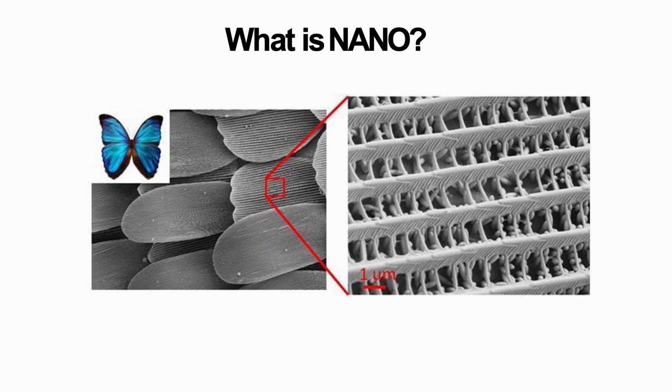Now, this picture is really showing you what nano is. On the left, you have a butterfly, and then you have a picture in much more detail of the wing of this butterfly. But when we are looking into nanotechnology, here we are looking at 1 nanometer resolution, and this is what you see. Sorry, it's 1 micrometer. This is on the right side.